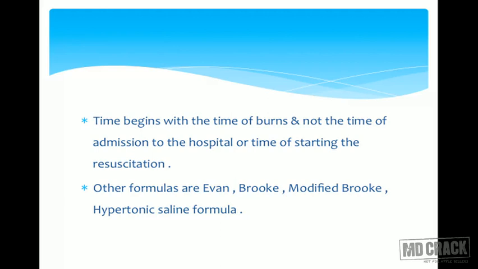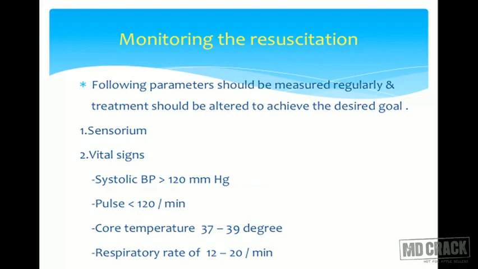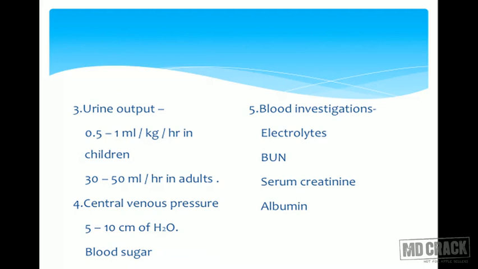Other formulas are Evans formula, Brooke formula, modified Brooke formula, and hypertonic saline formula. How to monitor resuscitation? The following parameters should be measured regularly and treatment should be altered to achieve goals like good sensorium, vital signs maintained with systolic BP more than 120 millimeters of mercury, tachycardia less than 120 per minute, core temperature of body between 37 to 39 degrees, and respiratory rate between 12 to 20 per minute.